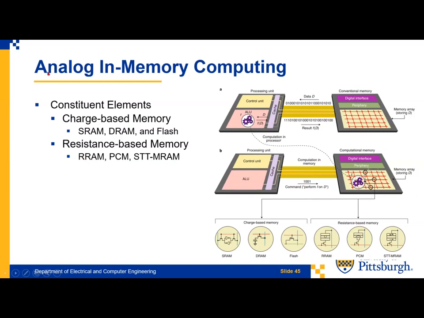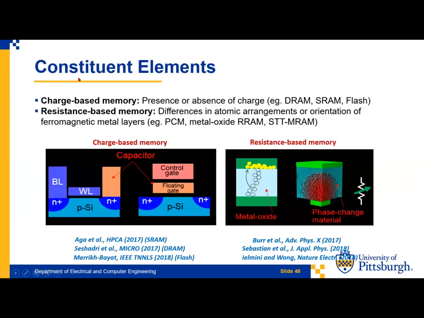Yeah, analog in-memory computing just uses the memory cell to do the computing, not implement the logic in the memory. They use the material characteristic of the memory to implement the operation. The constituent elements are charge-based memory and resistance memory. The charge-based one is about how to represent the data.